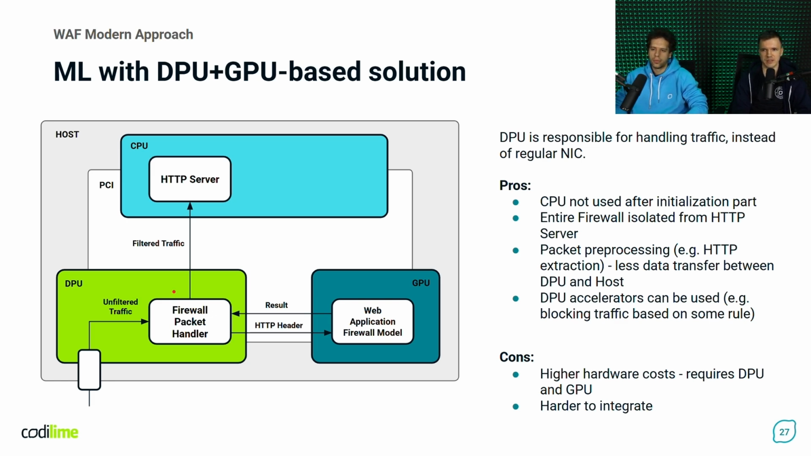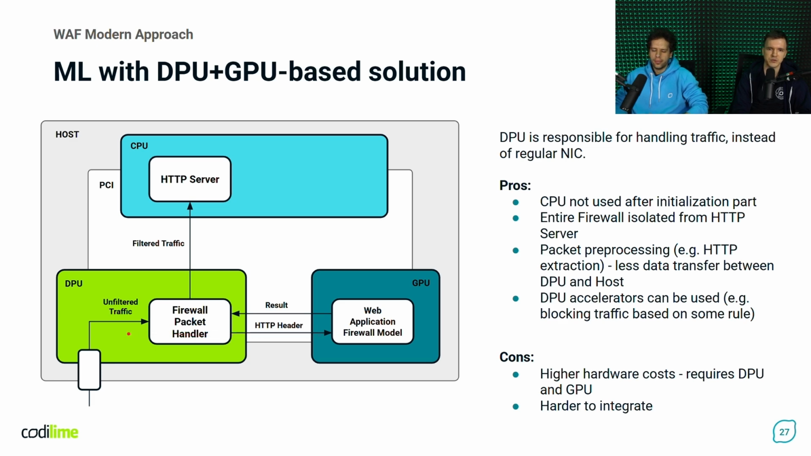Additionally, DPU allows us to perform some packet preprocessing. In our case, it was HTTP header extraction. So basically, the firewall model that we're using doesn't need to process the whole packet. It only needs the HTTP header. So instead of sending the whole packet, we are able to extract the HTTP header and copy only that. This can save some bandwidth and improve the performance of the whole solution.